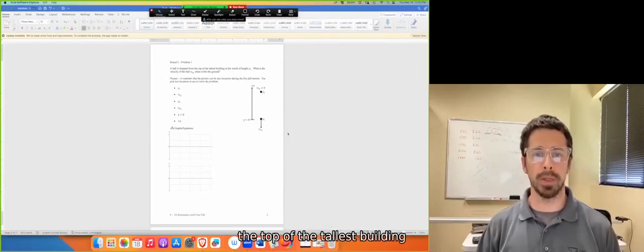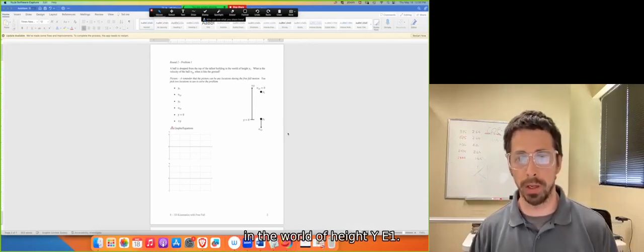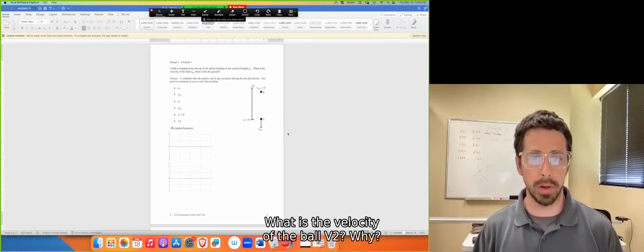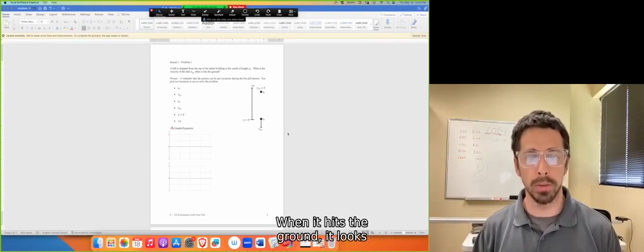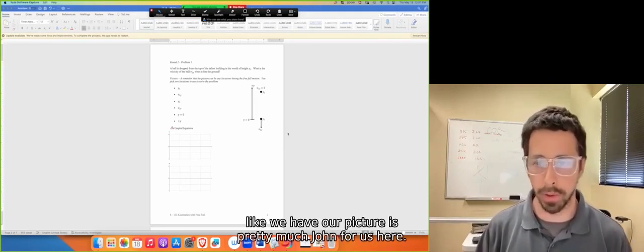A ball is dropped from the top of the tallest building in the world of height y1. What is the velocity of the ball, v2y, when it hits the ground? Okay, so it looks like we have our picture. It's pretty much drawn for us here, right?